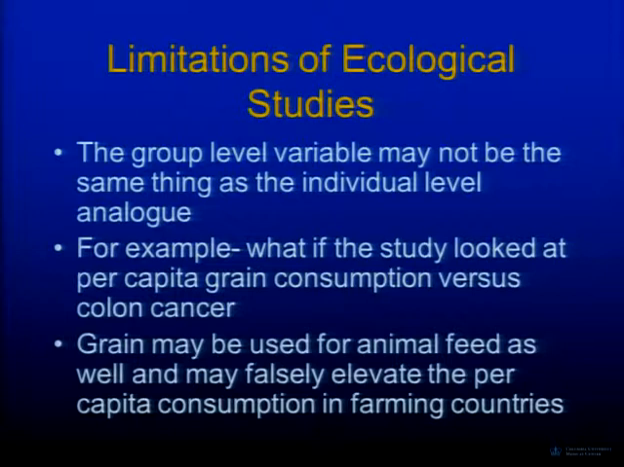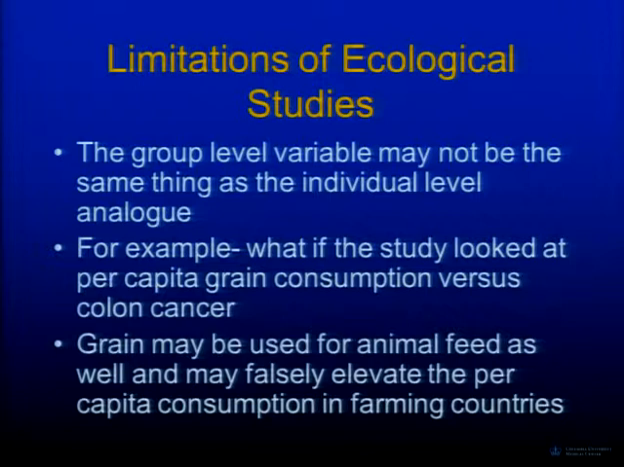So what if the study looked at per capita grain consumption versus colon cancer? They could do that, and they've done some studies like that. But the problem is the grain is measured as per capita grain consumption, and the per capita also includes what's used for animal feed and everything else. We don't know whether the specific person eating it is the one that got the disease, but are the people eating it at all, or is it being used as animal feed? And is that varying from country to country?